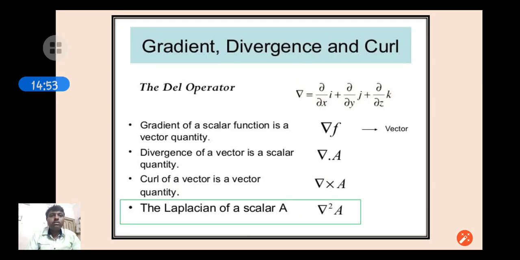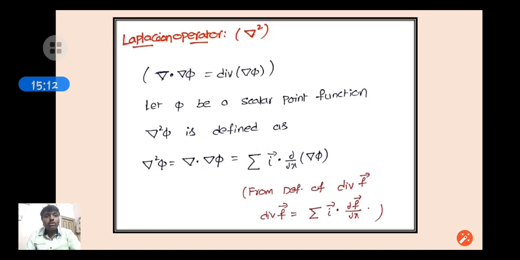Now we go through the Laplacian operator. Previously we discussed del, the gradient of a scalar point function, divergence and curl, and the fourth one is the Laplacian operator, that is called del square. Okay, so I go through the definition. Del dot del phi is also called the divergence of del phi. Okay, now I define this one.